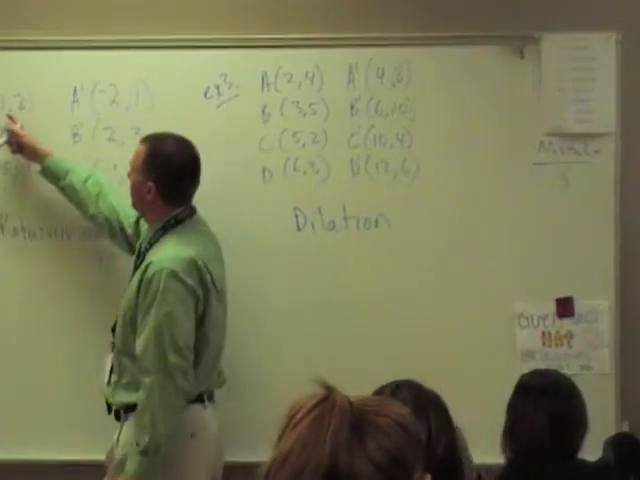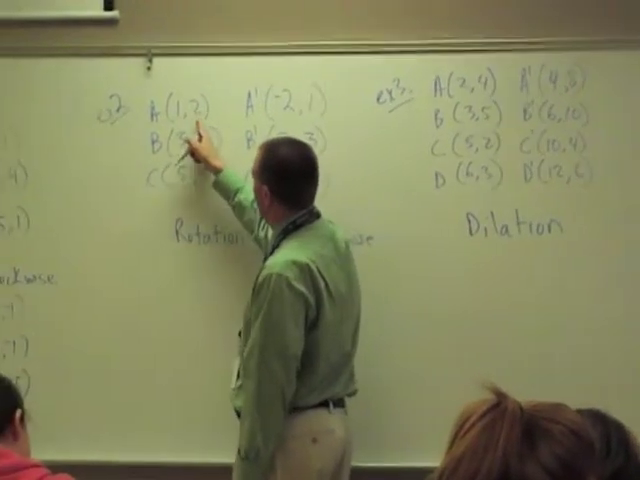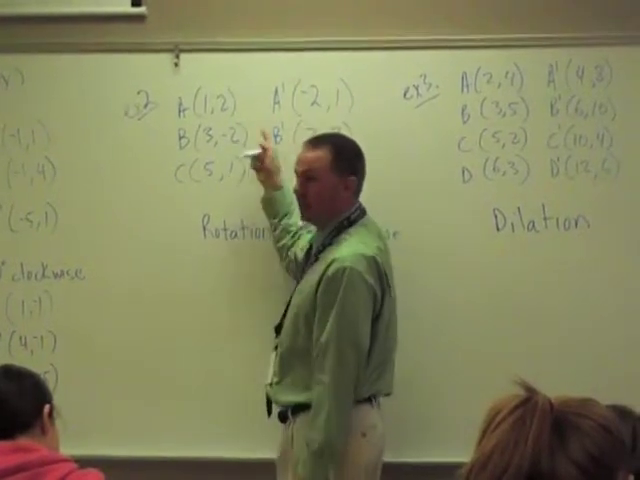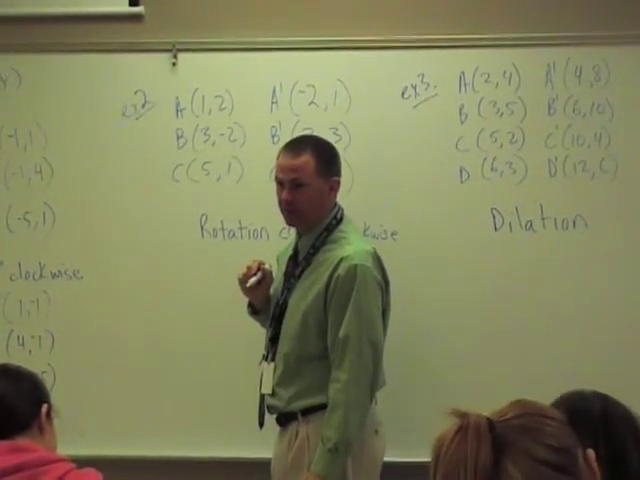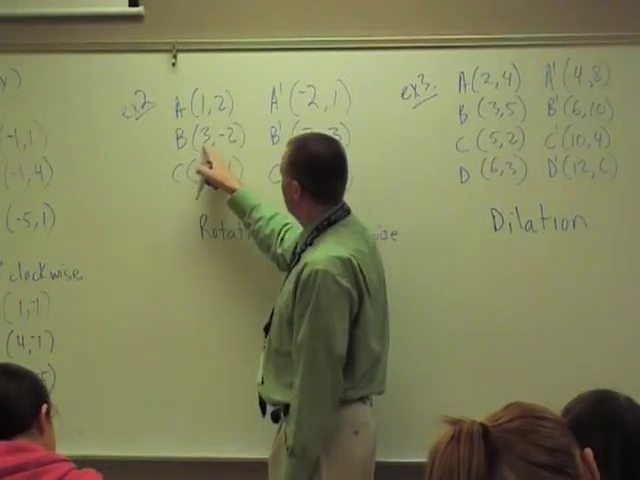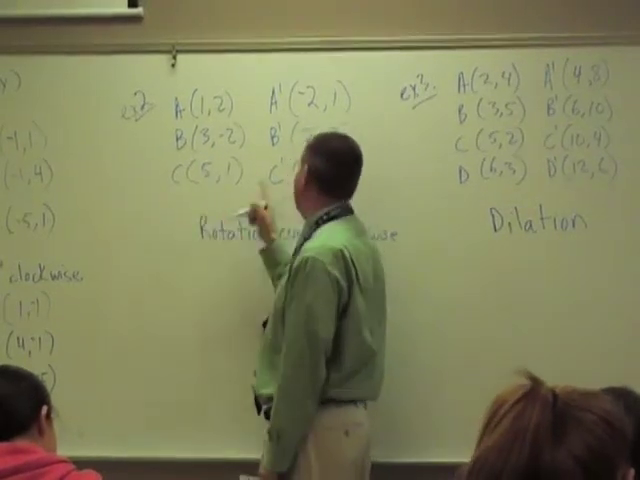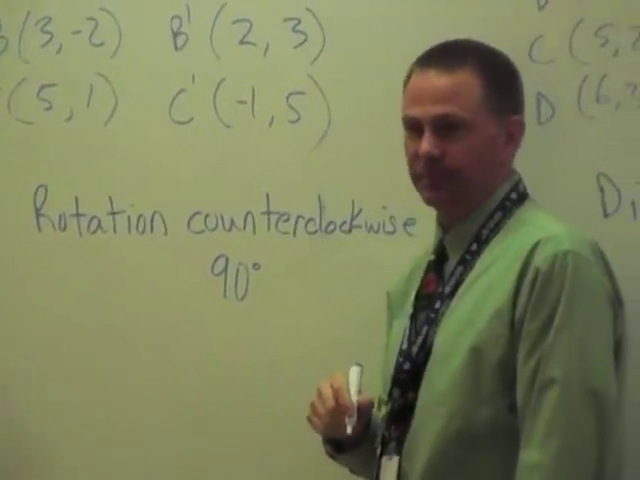If you did -2 divided by 1 is -2, but -2 times 2 is not 1. So this is not a dilation. See how I did that? -2 times 3 is not 2. -2 times 5 is not -1. Okay?